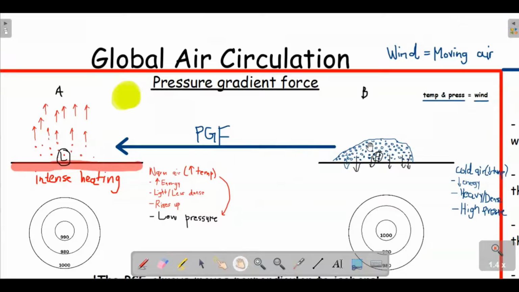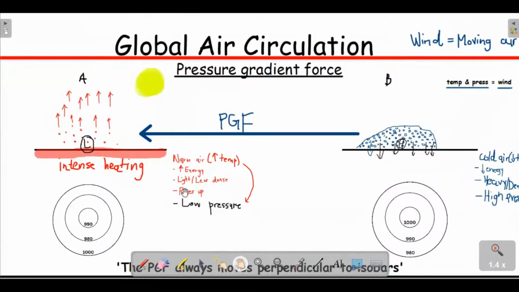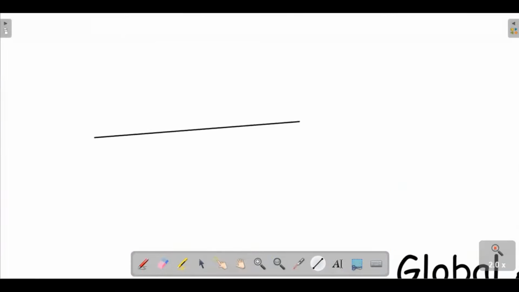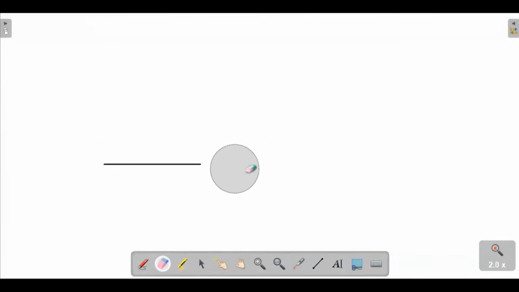So now this cold air will move all the way towards A, like that. Right. Before I move on, guys, I want to discuss why warm air rises up. Why do we have warm air rise up? What causes warm air to rise up? Well, we've already discussed one of those. We said that warm air rises up because of intense heating.